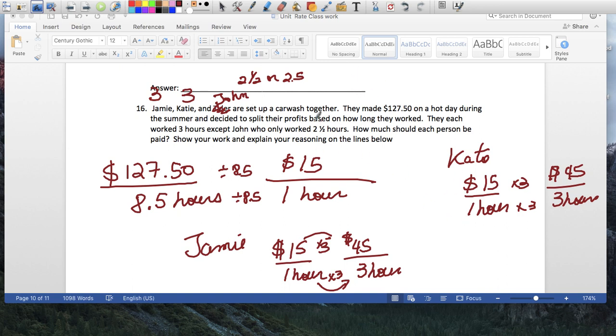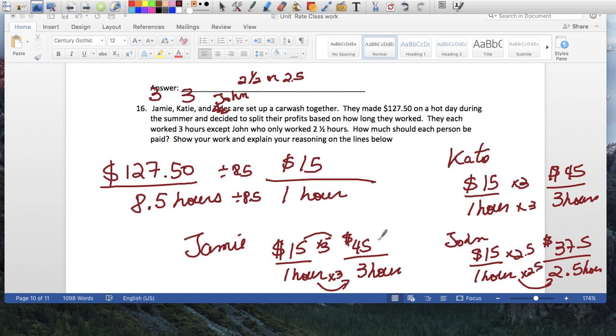And then John, and I'm going to change this to John. Well, the unit rate is $15 per 1 hour, but how many hours did John work? John works 2.5 hours. So this is times 2.5, and on the top it's going to be times 2.5. And 15 times 2.5 is going to give us $37.50. That's how much you should split up.